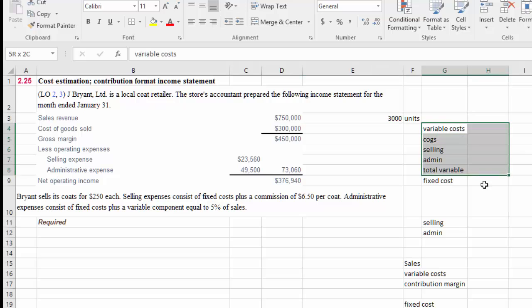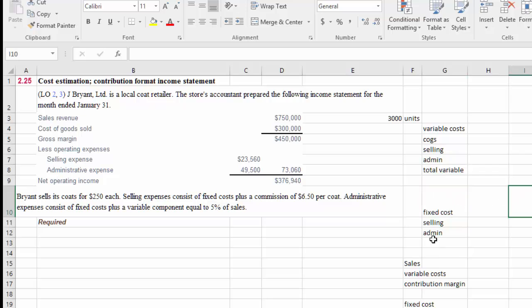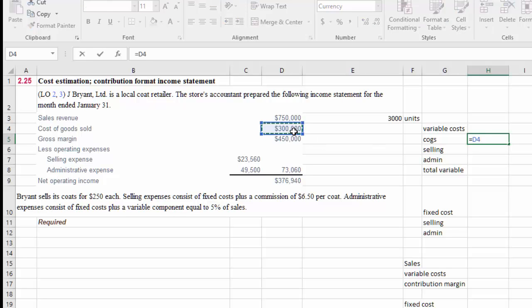Okay? So what we're trying to figure out are the variable cost as well as the fixed cost. So let's go through this and make sure that we understand what's taking place. The first thing that we can assume is that the cost of goods sold is going to be 100% variable cost. So our variable cost related to cost of goods sold is $300,000.